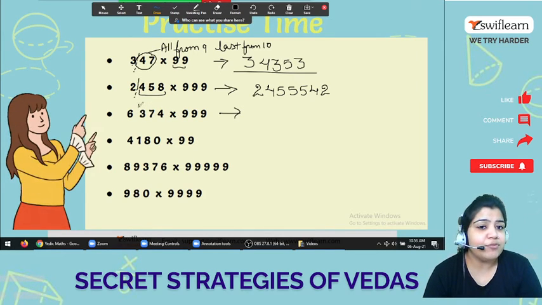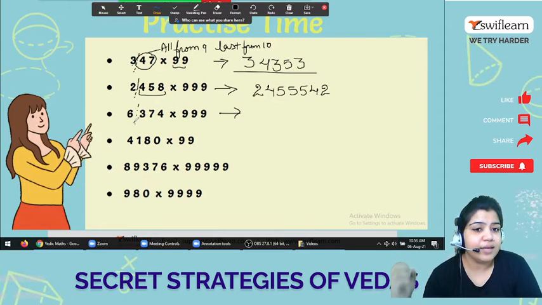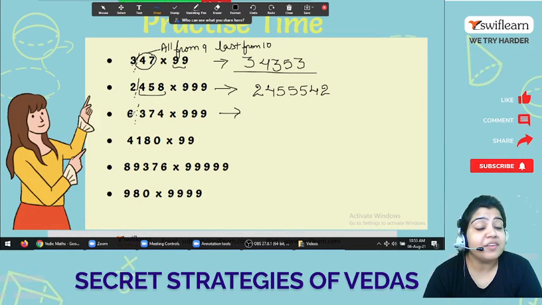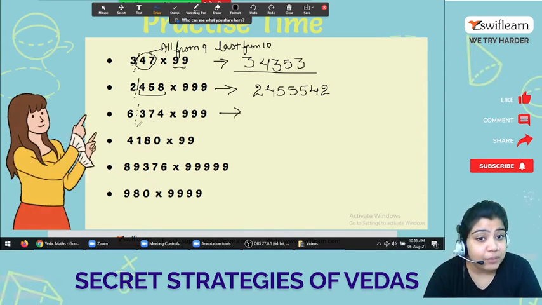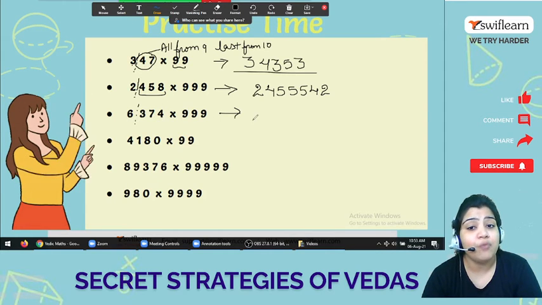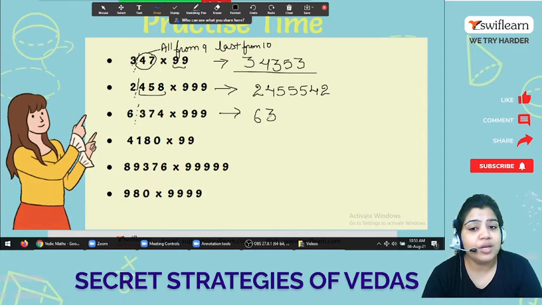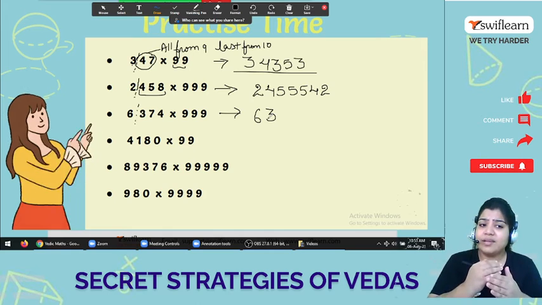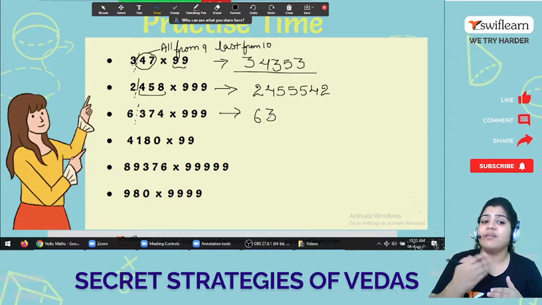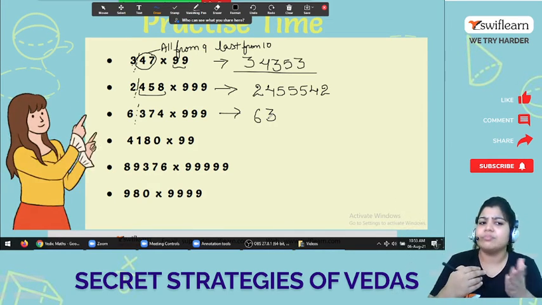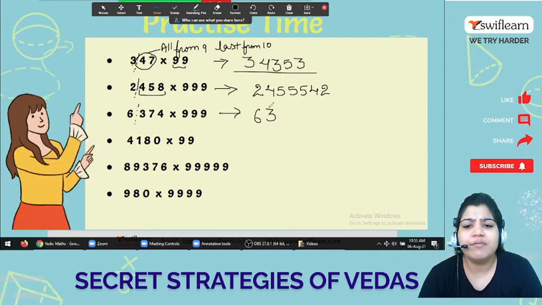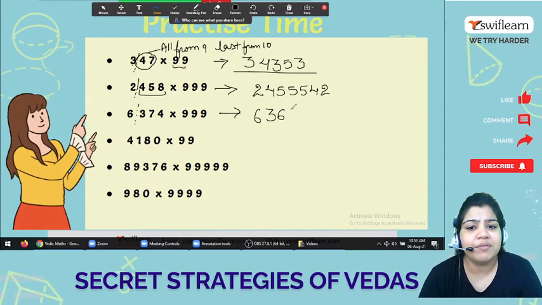3 9s, so we have to leave 3 digits. And now one more than 6 is 7 and that should be subtracted from 6,374. So 6, 3. Now this time your subtrahend is greater. 7 is greater than 4. So what will we do? Borrowing that one. So 7 becomes 6 and 14 minus 7 is 7.